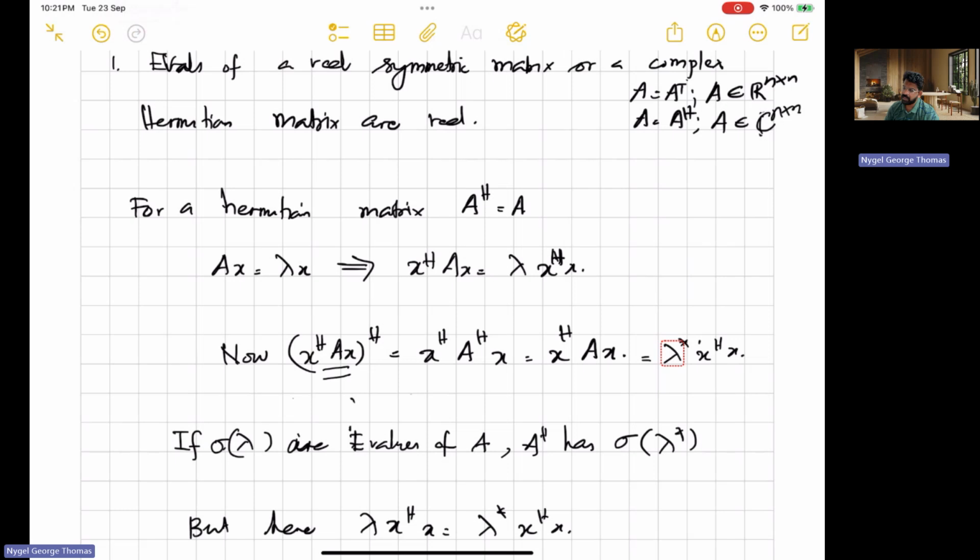So this is actually lambda times x Hermitian x, and this is the conjugate of that. So the left side will be equal to lambda star x Hermitian x. Which means that x Hermitian x and x Hermitian x can be cancelled out because it's a norm.